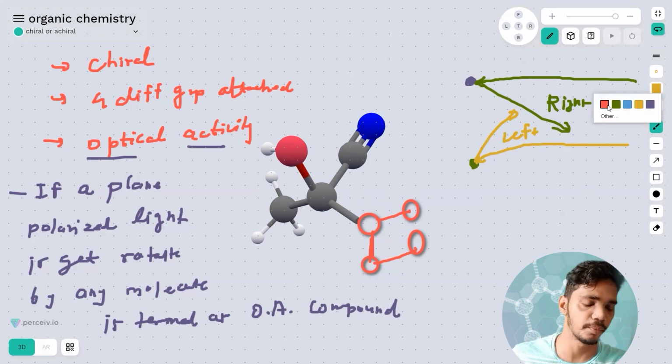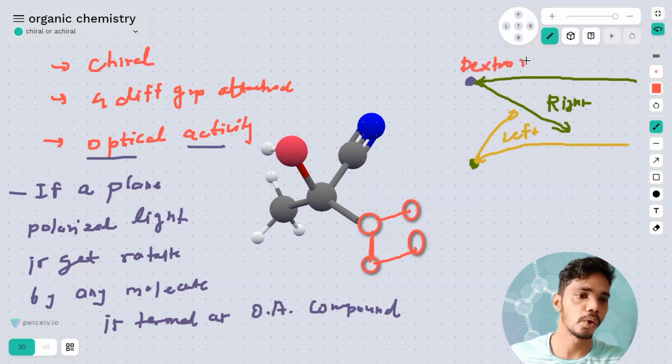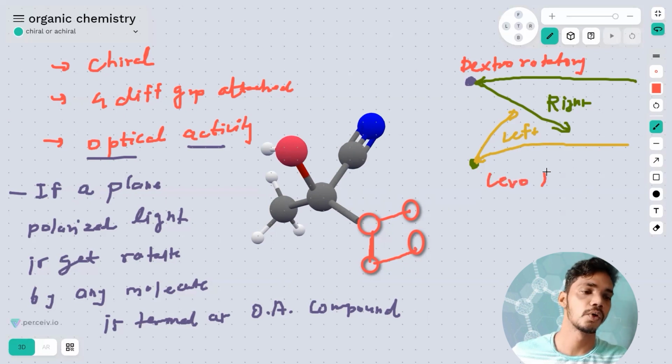Something very important. The molecule which is responsible for rotating light to the right side is called dextrorotatory. And the one responsible for rotating the plane polarized light to the left side is called levorotatory.